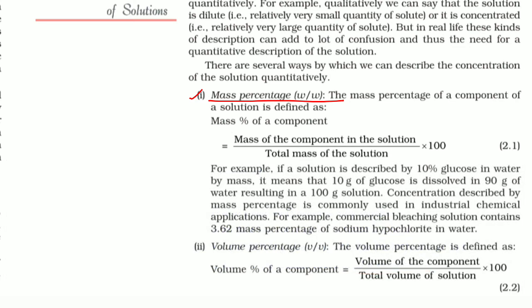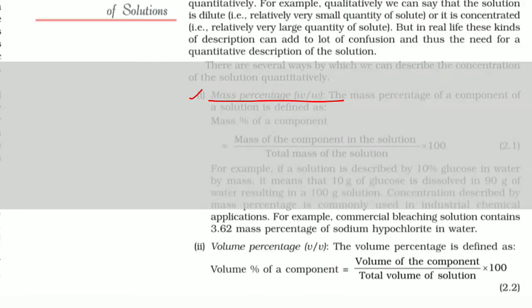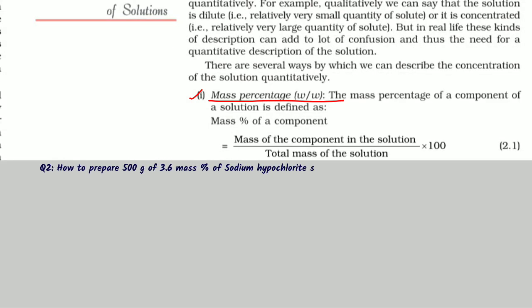Simple. Okay, now let us take another example, and the question is, let's suppose, how will you prepare 500 gram of 3.6 mass percentage solution of sodium hypochlorite in water. In this type of question, actually these types of questions are related to percentage of solutions. When we are talking about percentage, that means it is related to 100, understand. So here in the question it is given that we have to prepare 3.6 mass percentage of solution. How much? 500 gram.